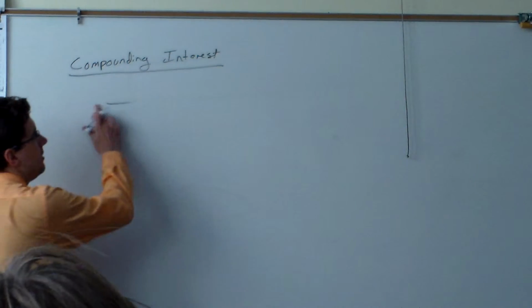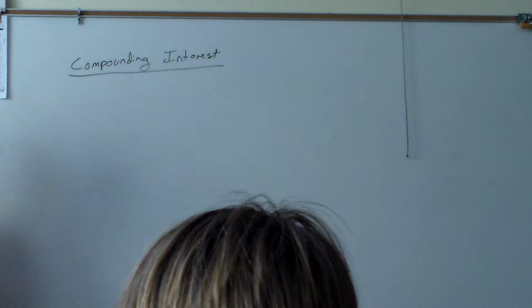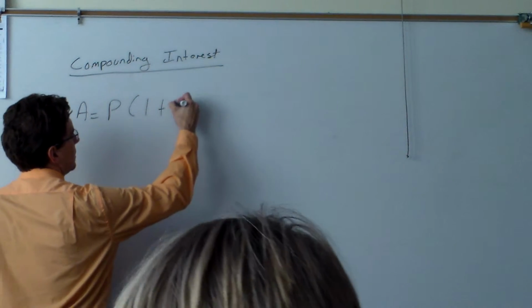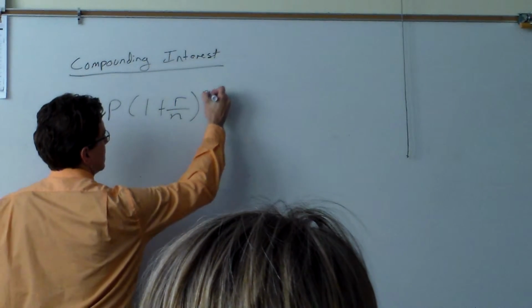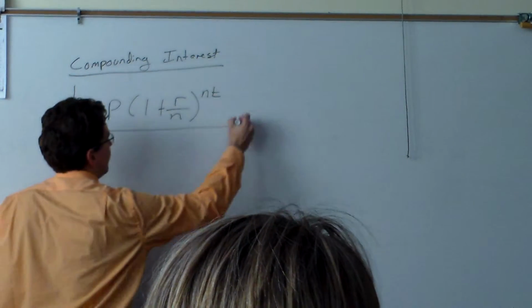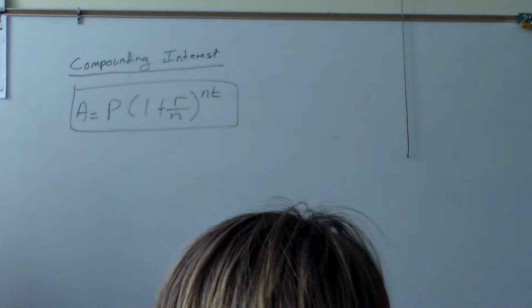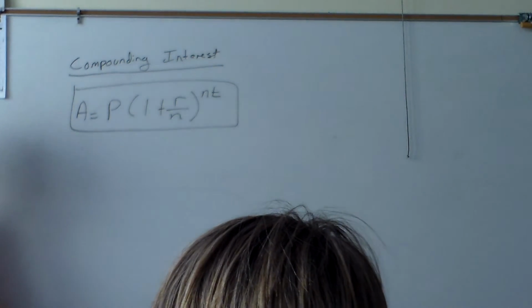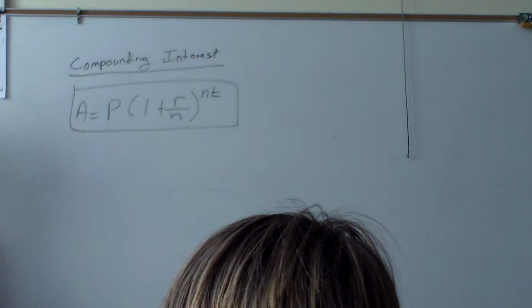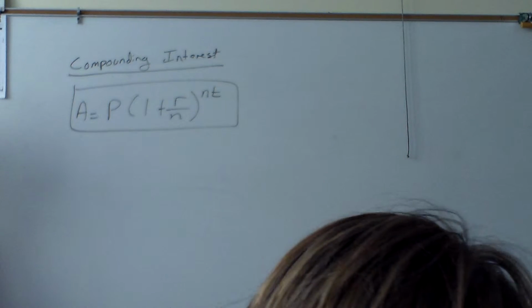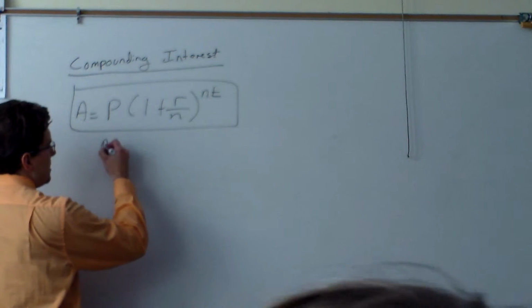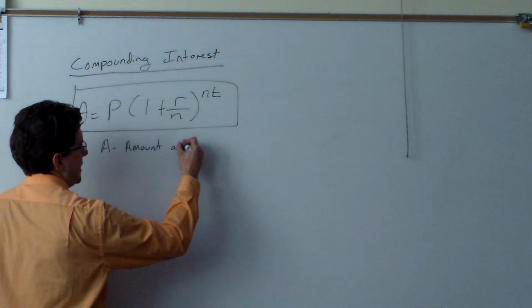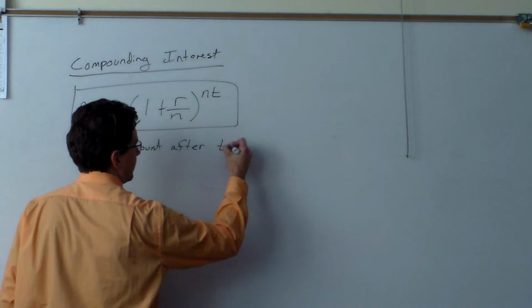So the equation we use, in general, is this. Could I substitute A for f of x? I could. I could call it something else. This is generally the way you're going to see it written, however. A is your amount after t years.